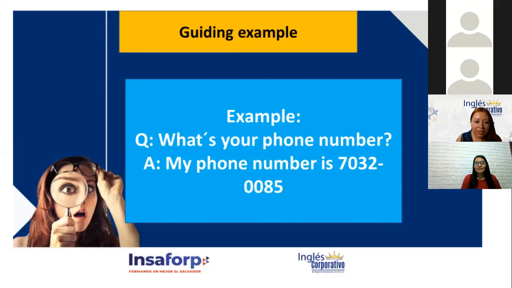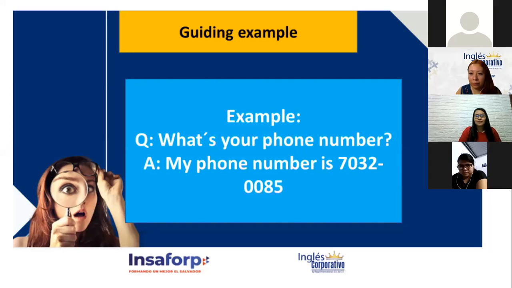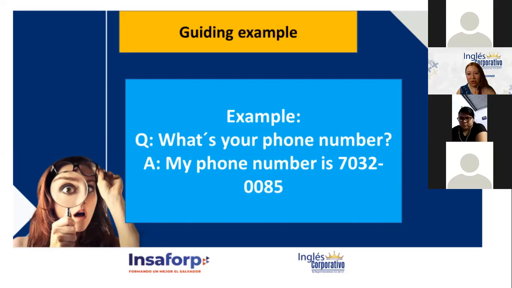Pregunta, ¿lleva verbo to be o no lleva verbo to be esa pregunta? Sí. Yes. Correct. ¿A dónde está el verbo to be ahí? Your. Your es el possessive adjective. El verbo to be is. Exacto. It's the short form of is. It is, right? Or in this case, what is. What's. Está contractando what is your phone number, right?